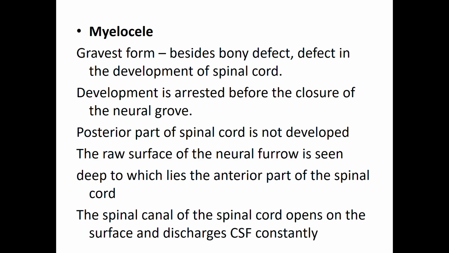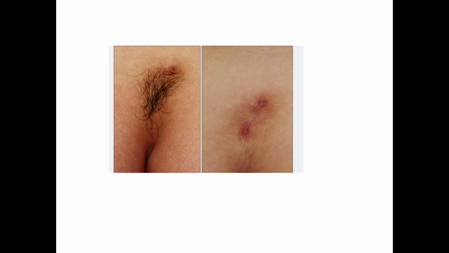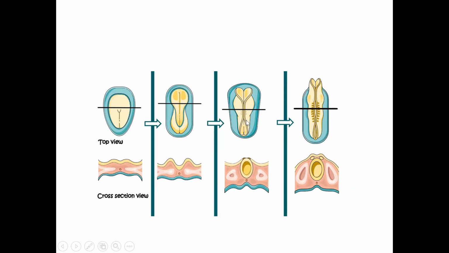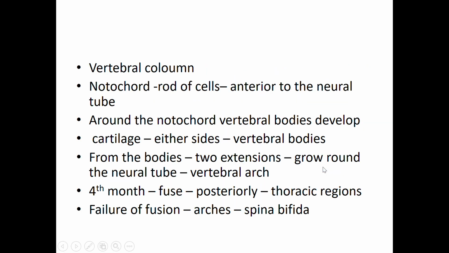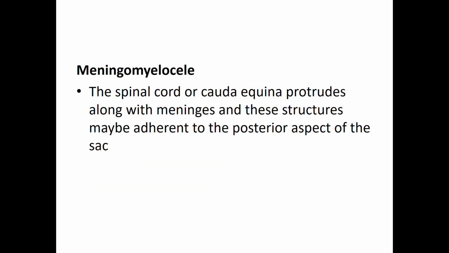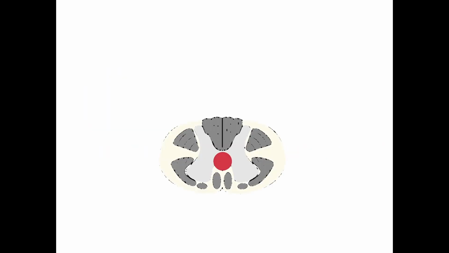So basically what happens here is during the neurulation process, let's go back to this picture. The anterior aspect is anyway formed, but the posterior aspect, before it folds or before it fuses, the development process is halted. Maybe at this level the development is halted. Because of which, one, the vertebral column is not formed, as well as the posterior part of the spinal cord is not formed.